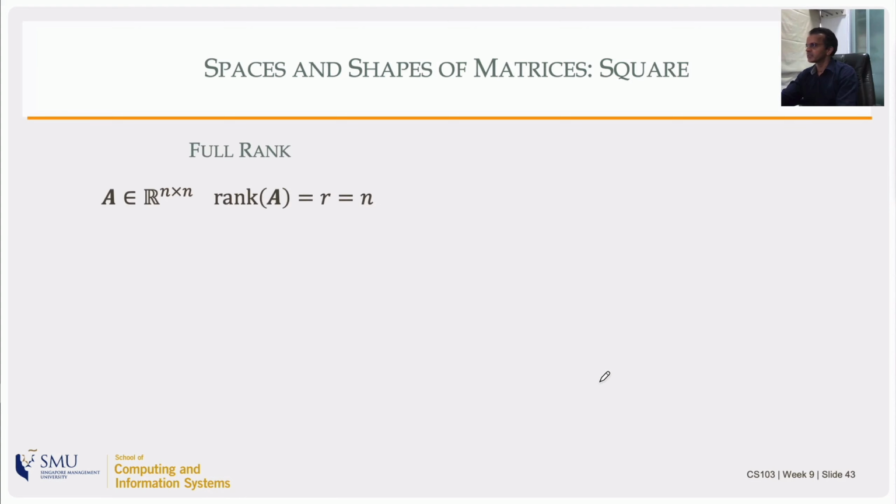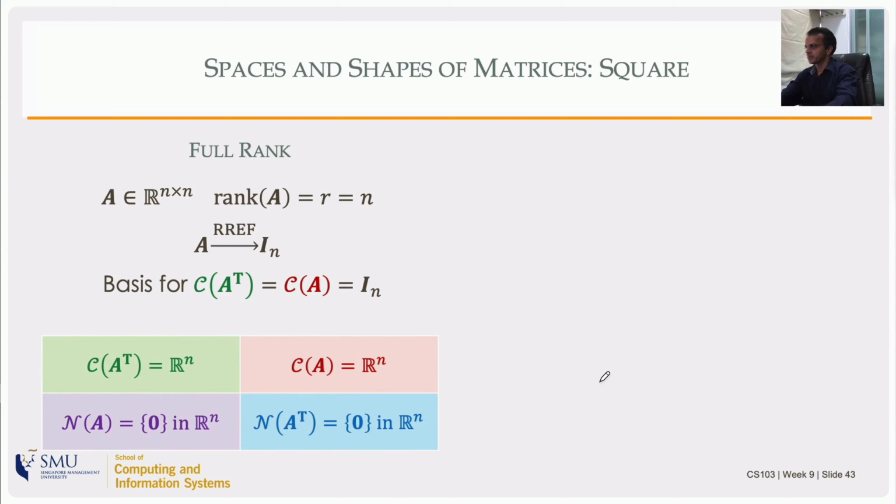A full rank square matrix will row reduce to an identity matrix, and that would be a good basis for the column space and row space. So the column space is Rn, row space is Rn, null space is not empty but a set with just the zero vector. This is actually troublesome philosophically because I don't know whether to call this empty or not, but I prefer not empty. So if I have a question in a quiz or the final exam asking you, is the null space empty? Do not say it is empty. In my book, it is not empty because it's got a zero vector in it.